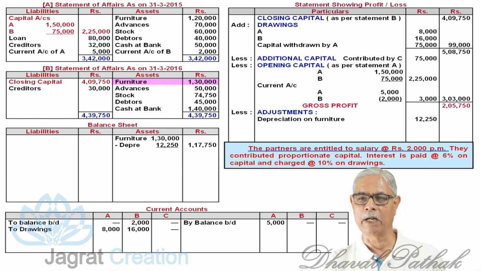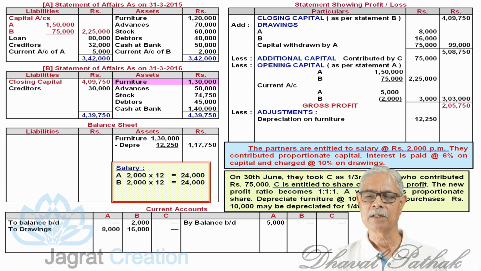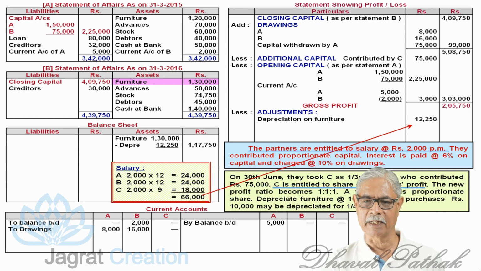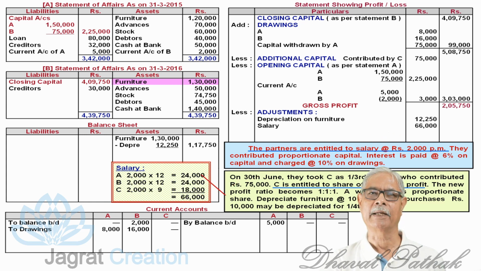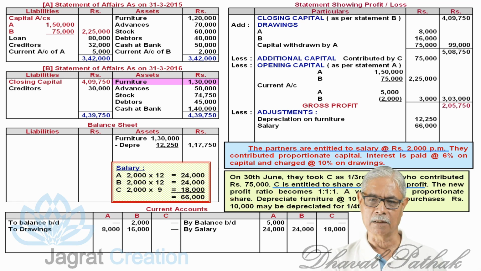entitled to a salary of 2,000 per month. I have already calculated the salary: A's salary for 12 months, B's salary for 12 months, C's salary for 9 months. This I have already explained. So this total salary will be deducted from profit and it will be transferred to the current capital accounts of the partners. So 24,000, 24,000, 18,000 credited to the current capital accounts of the partners.